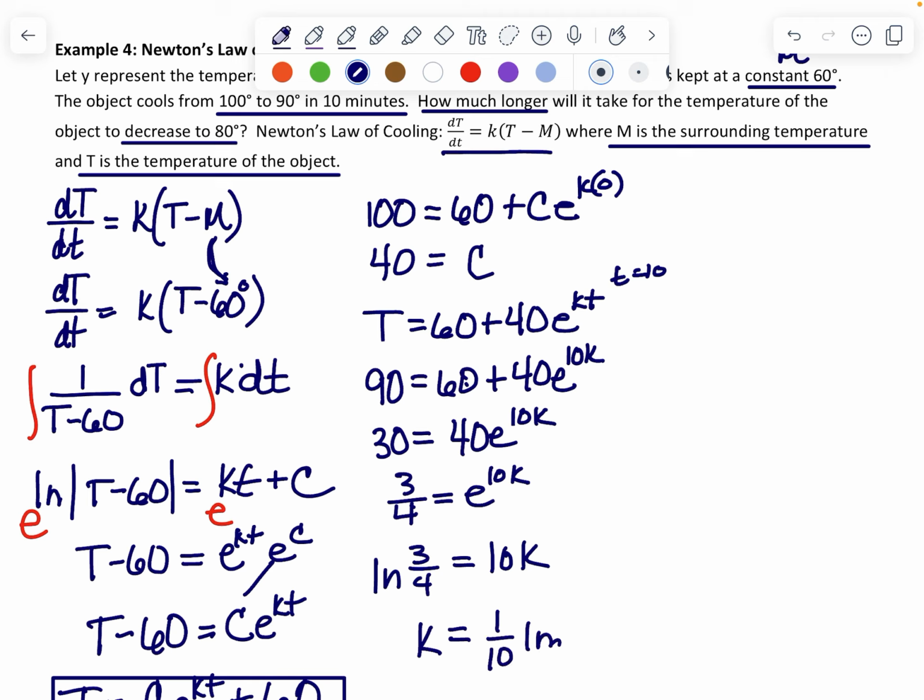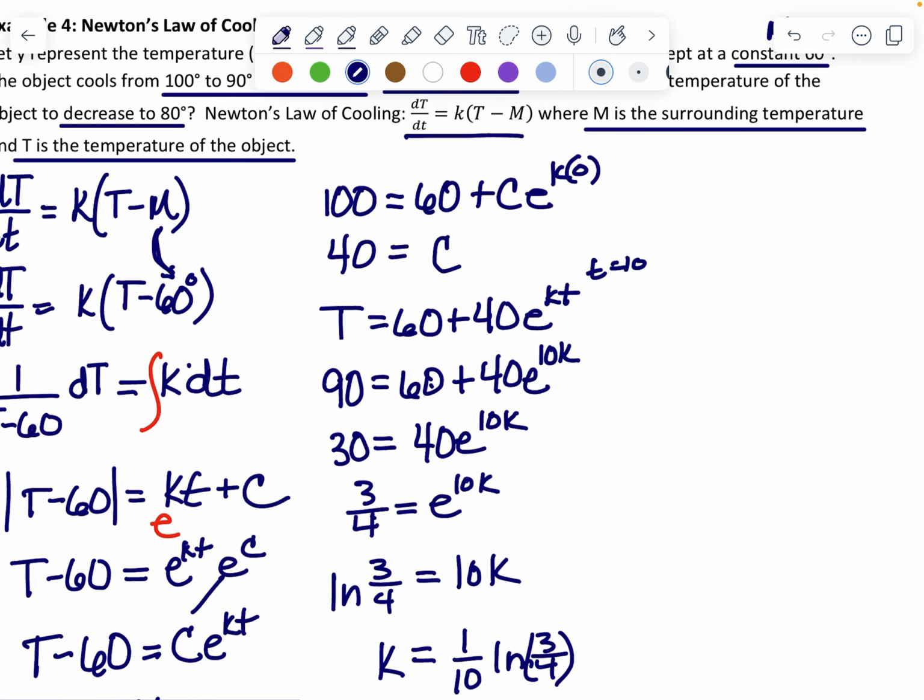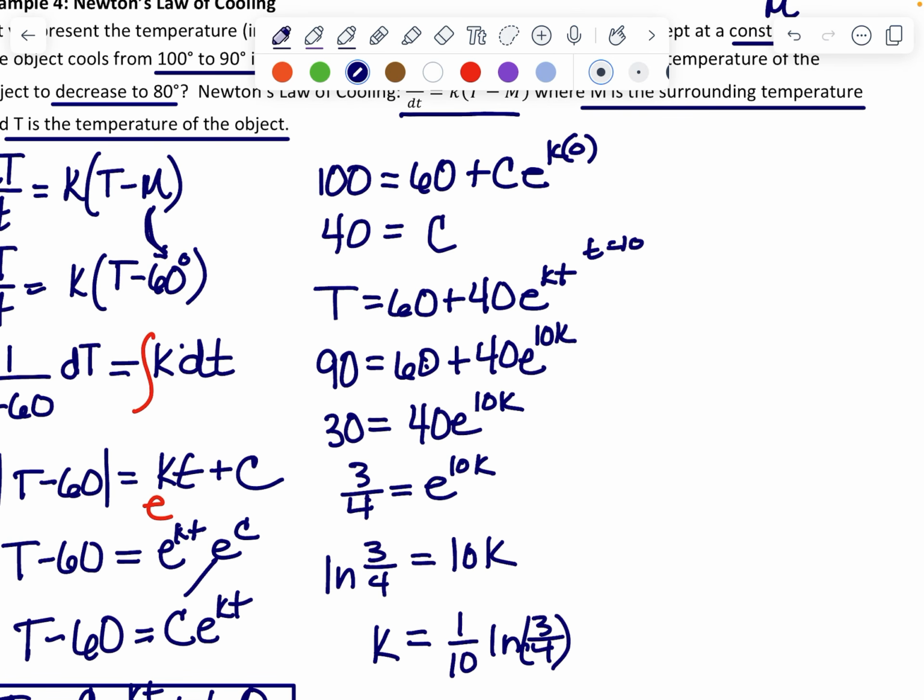And like I said, it's ln of 3/4. You can take them and store the values if you like, or you could use them like that in exact form. A lot of times in a calc class, you do not have the luxury of having a calculator on a test, so you want to make sure you know how to just use them in exact form.